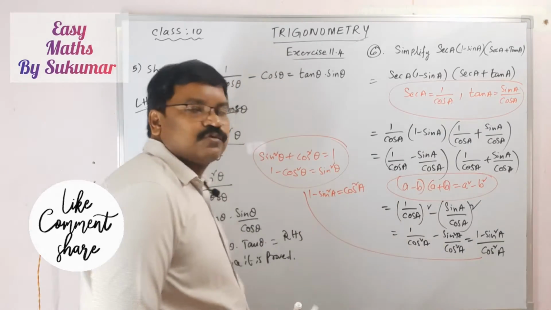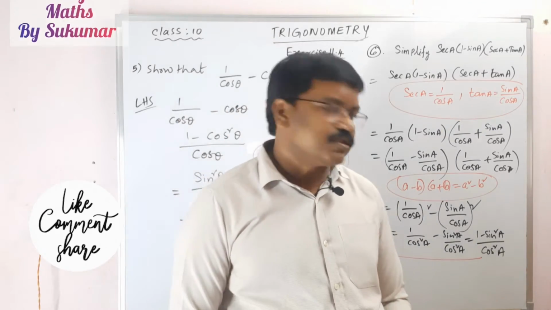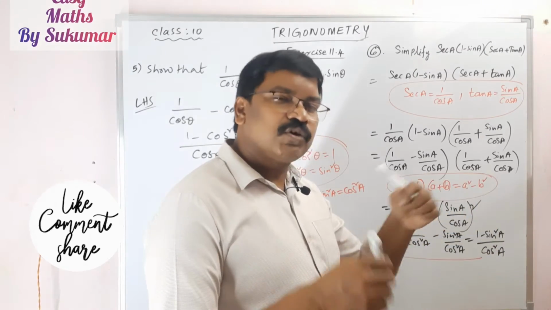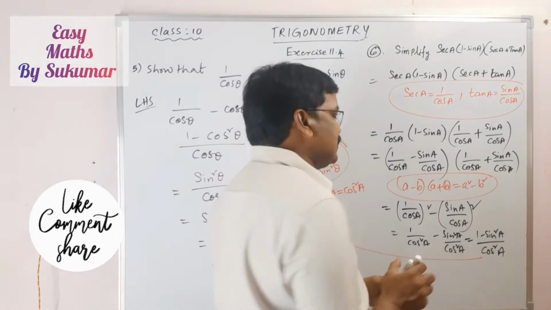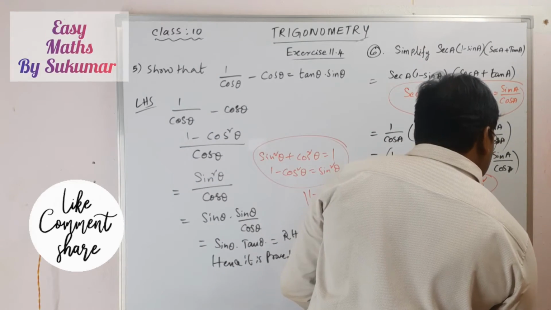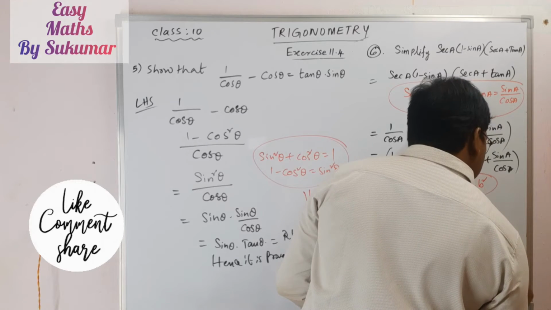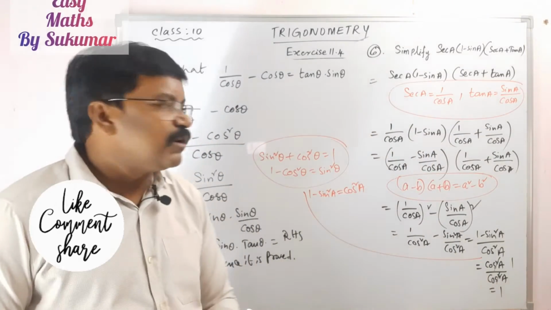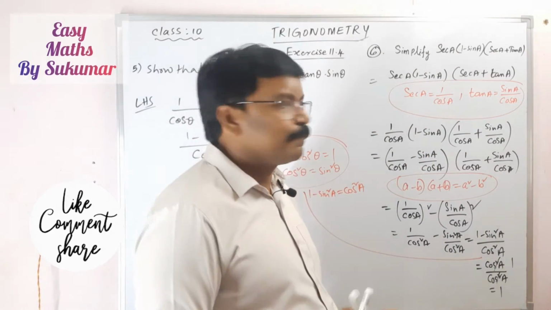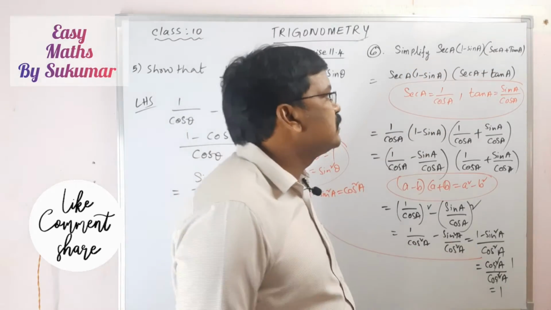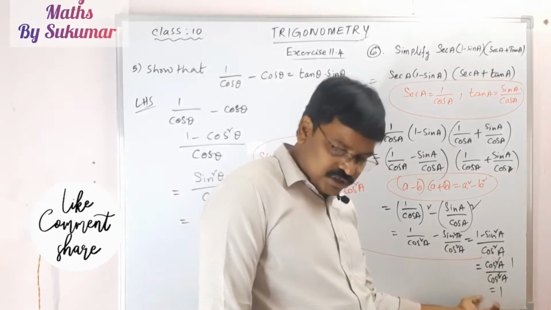Sin square A plus cos square A is equal to 1. Sin square A is equal to 1 minus cos square A. So 1 minus sin square A means cos square A. Let us write here. 1 minus sin square A means cos square A by cos square A. So both get cancelled, and this result is finally simply 1. Secant A times 1 minus sin A times secant A plus tan A, this result is 1. Okay.